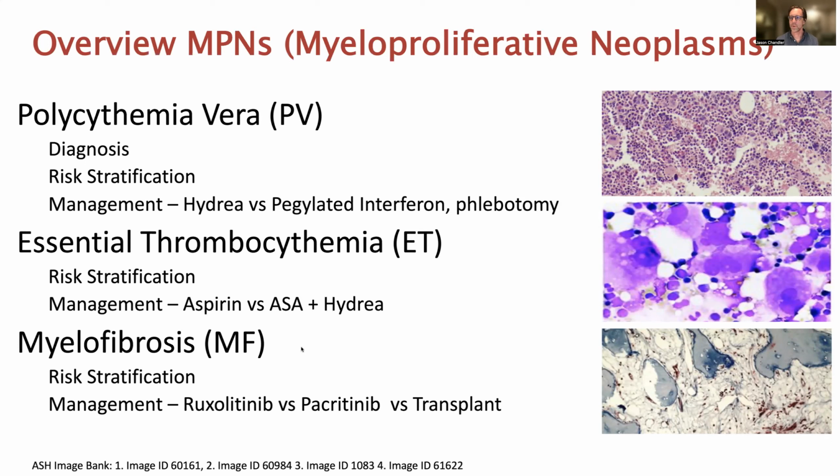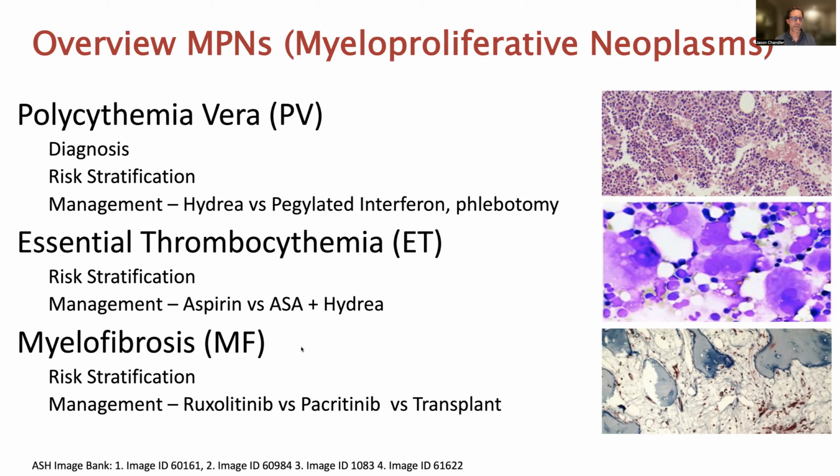This will include three different subtopics. So the entire category of MPNs would also include CML, but I did not include those for this talk. So I focused on polycythemia vera, essential thrombocythemia, and then myelofibrosis. So to the right, you'll see images of what the bone marrow biopsies look like for these three conditions.